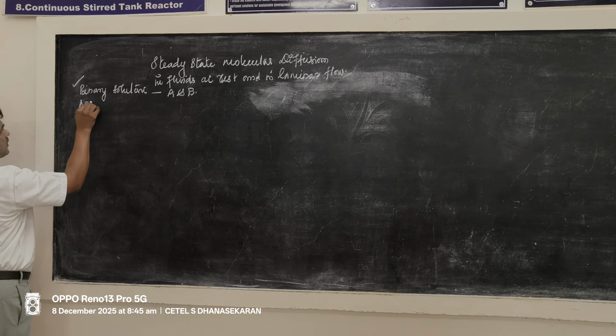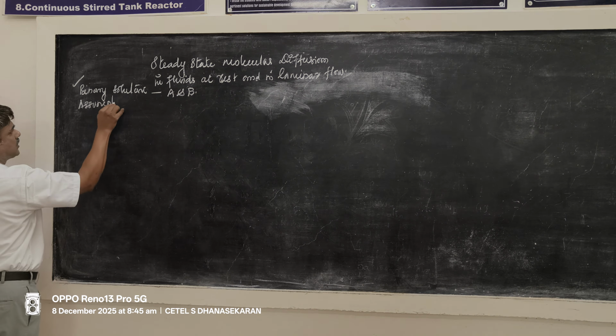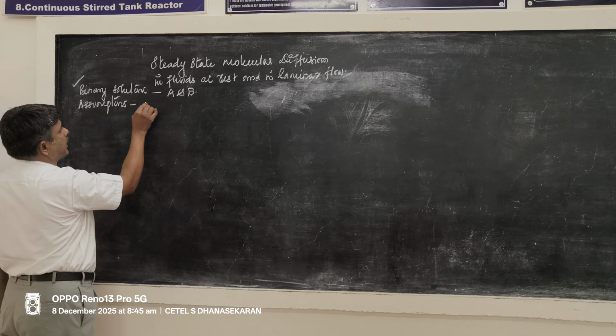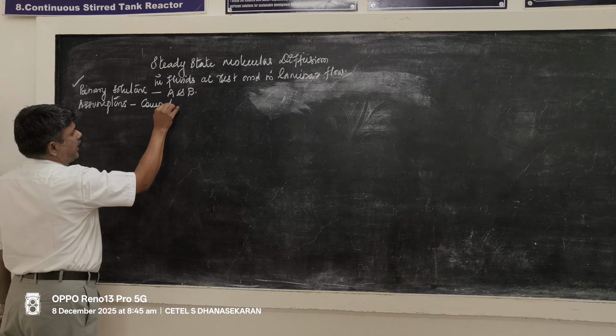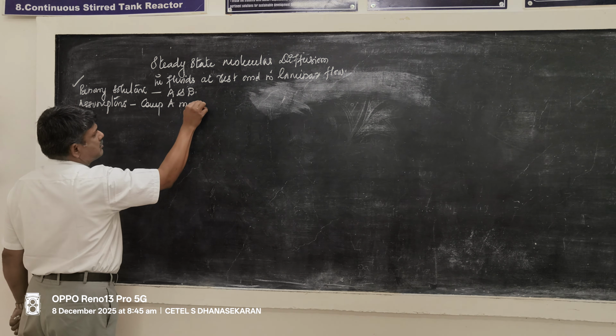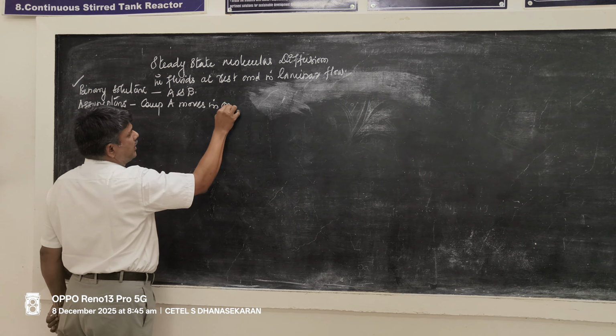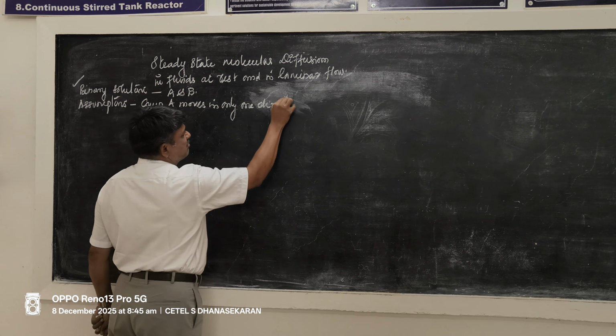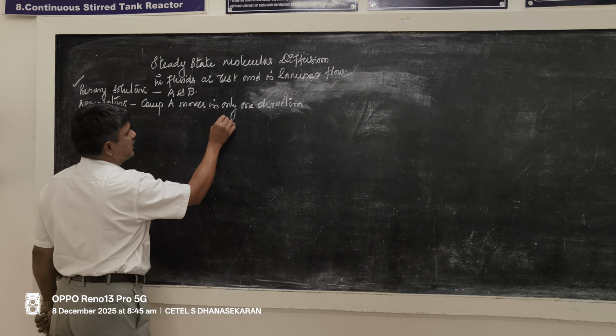Assumptions: component A moves in only one direction. Clear? Say for example, Z direction.